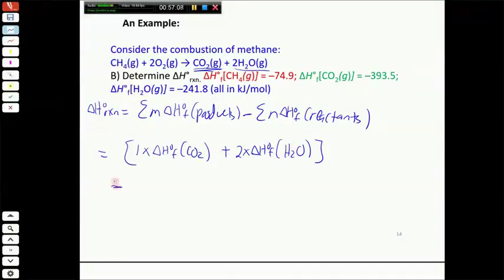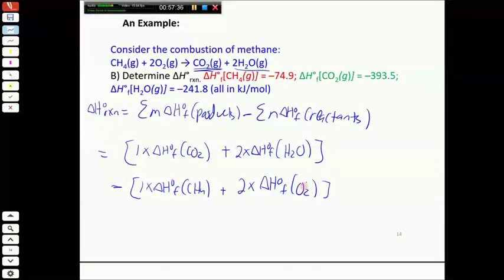And then we're going to subtract the sum of the delta H's of formation for the reactants. On the reactant side we have 1 CH4, so we're going to take its delta H of formation and just multiply it by 1, or just use it as given to us. And then we have 2 moles of O2 as a reactant, so we're going to take the delta H of formation for O2 and multiply it by 2. Now what is the delta H of formation for O2? It's going to be 0 because O2 is an element in its standard state. So this whole term is going to go to 0. We don't have to worry about it.